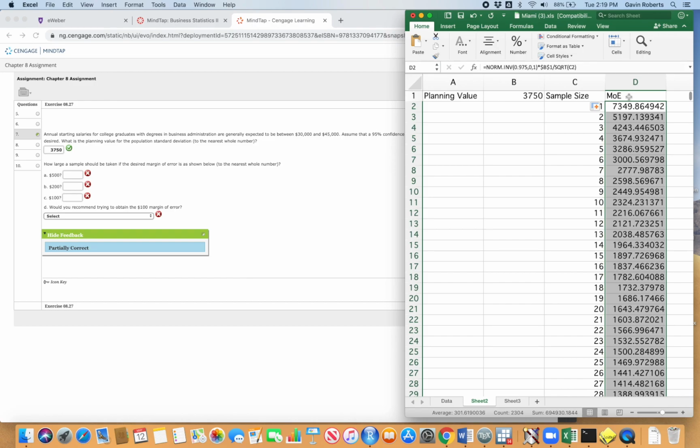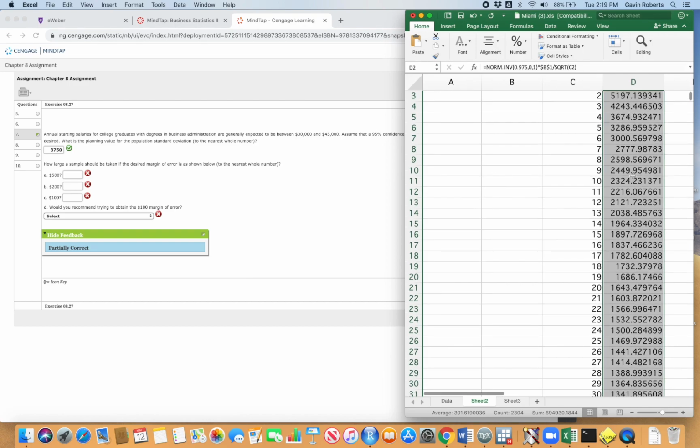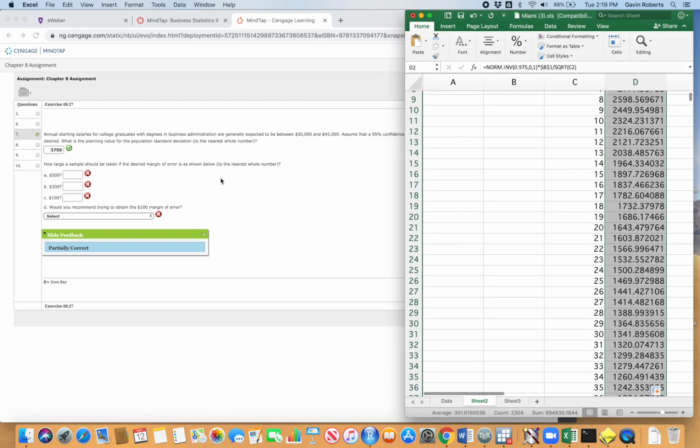So now what's happening to the margin of error as we get bigger sample sizes? Well, it's going down, which makes sense. They want to know how big of a sample size we need if we want a margin of error of 500.